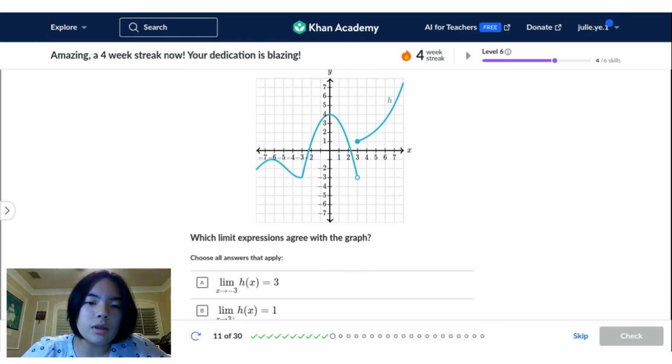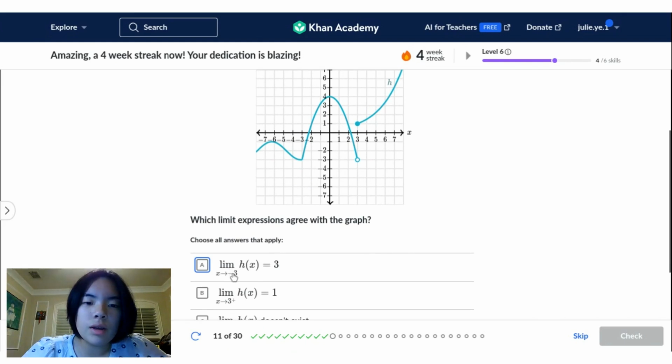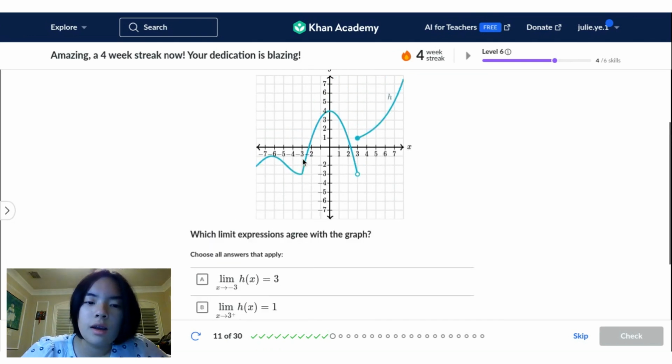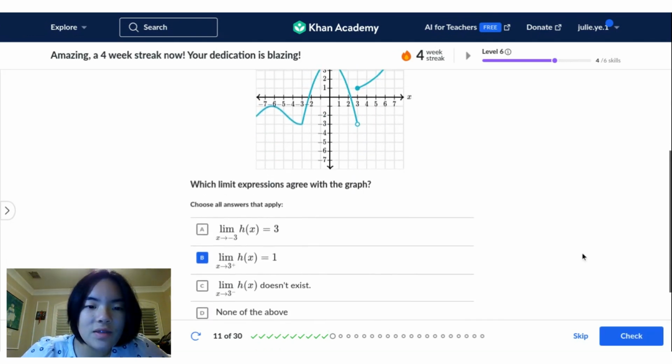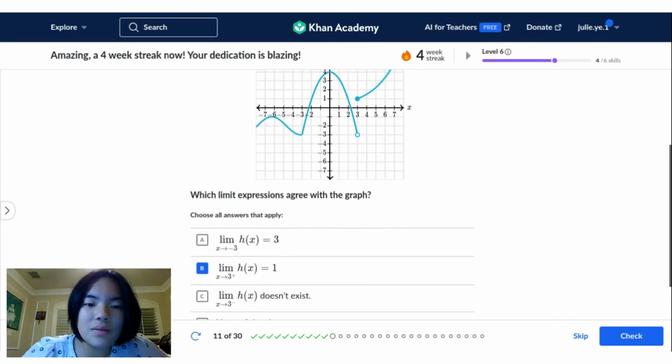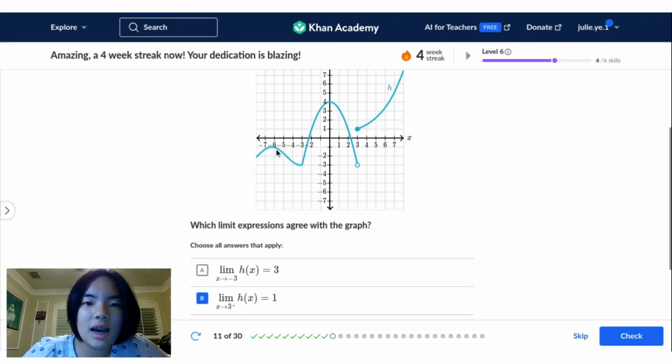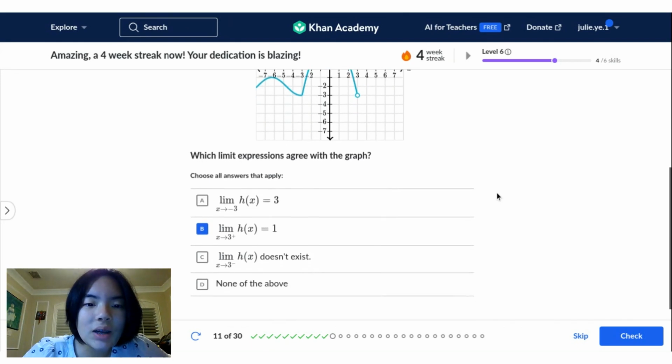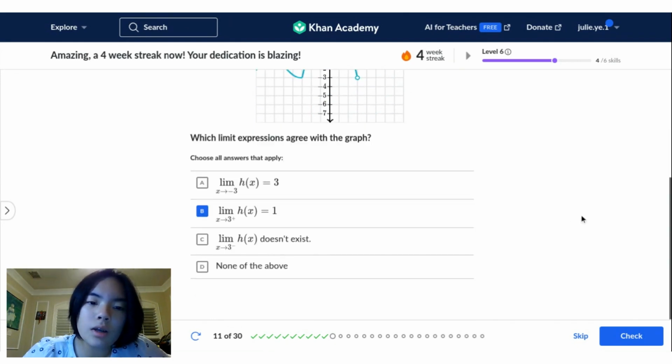Okay, consider the graph of function h. Which limit expressions agree with the graph? Negative 3, 3. Let's see. Negative 3, no, wrong. 3 from the right is 1. That is very good. The limit as x approaches 3 from the left does not exist. Clearly you are wrong.